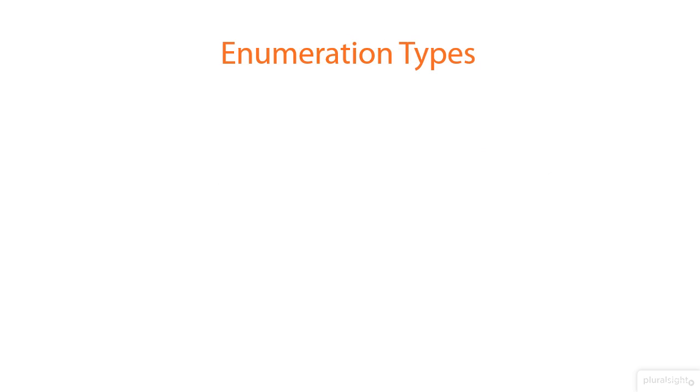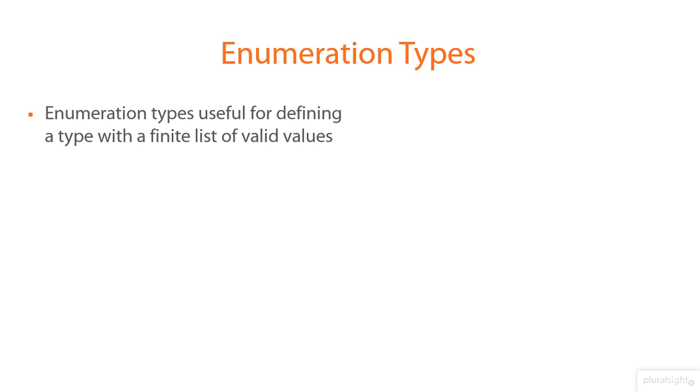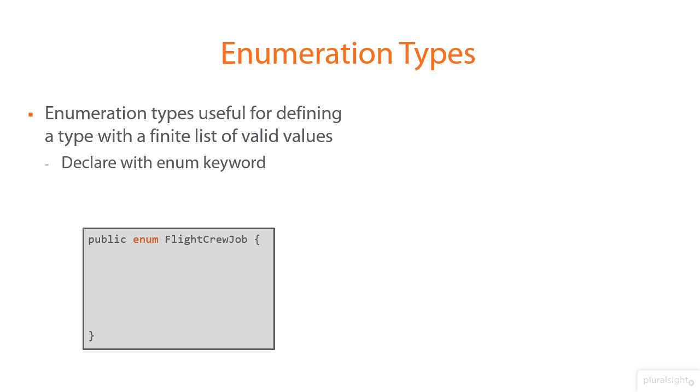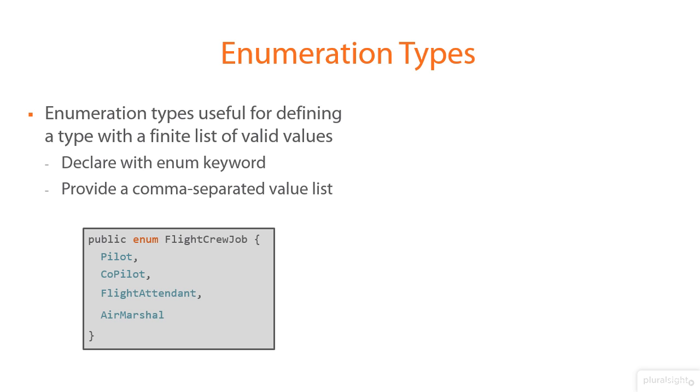Now we often have times where we want to limit a type to a finite number of values. And that's where the enumeration types come in. Enumeration types allow us to define a type that has a list of valid values. We declare those using the enum keyword. So let's go ahead and declare an enum for the jobs that the flight crew is allowed to have. So you notice we use the word enum there instead of the word class. And then inside there we can simply provide a comma-separated list of the valid values. So let's say the flight crew jobs could be a pilot, a co-pilot, a flight attendant, or an air marshal.